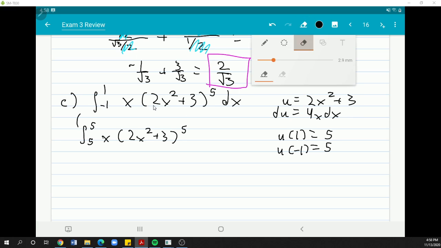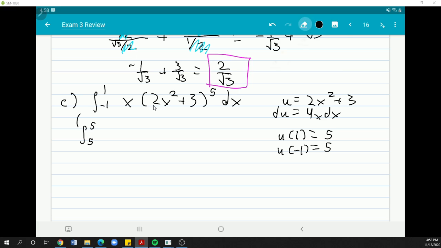Sorry, not this anymore. So I have this 2x squared plus 3 as being u to the 5th. I will write this x here, and I'm going to write dx equals du over 4x. So this becomes du over 4x. The x stuff cancels. I get 1/4 integral from 5 to 5, u to the 5th du.